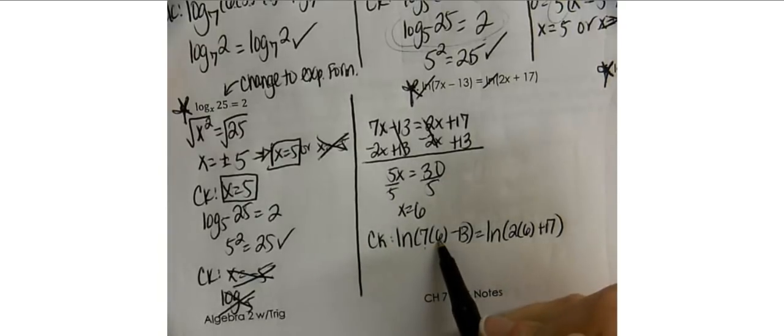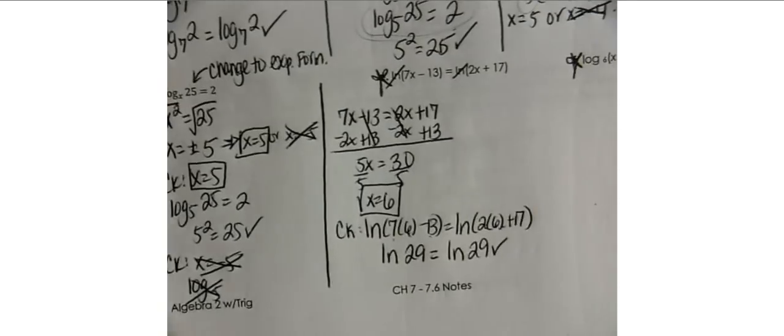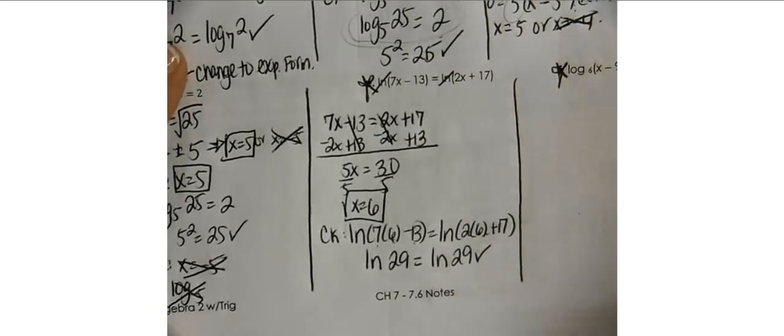So now I'm going to check x equals 6. So when I check x equals 6, I'm going to write the natural log of 7 times 6 minus 13. Is that equal to the natural log of 2 times 6 plus 17? So 7 times 6 is 42, and 42 minus 13 is 29. So this is the natural log of 29. And 2 times 6 is 12, and 12 plus 17 is also 29. So therefore, x equals 6 is our answer. All right, let's go ahead and look at our next one.